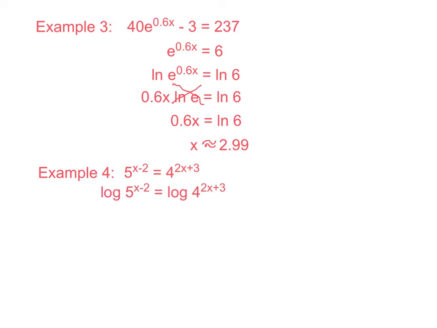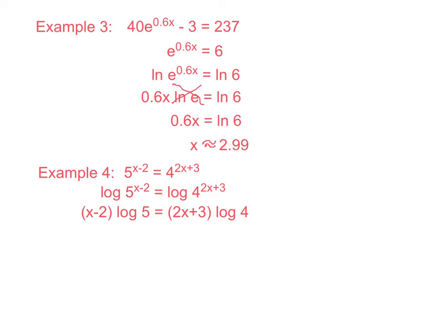Now again, I could have used natural logs or common logs. I just decided to use common logs. All right, so if we move the exponents using the power rule, our equation would now look like this. So now we have (x - 2) times log 5, and on the other side, we've got (2x + 3) times log 4.